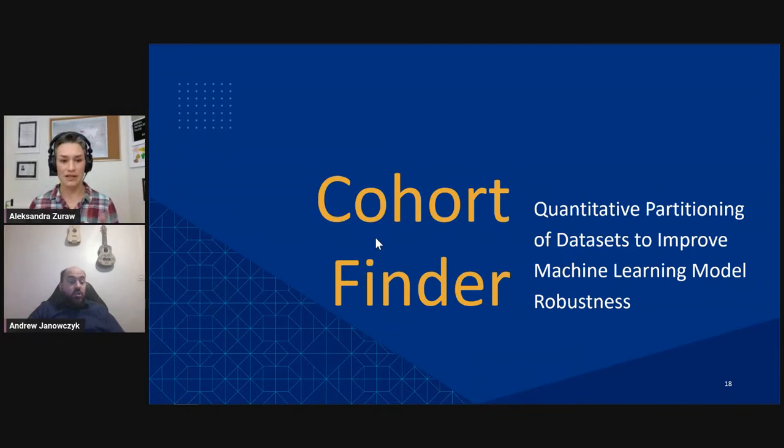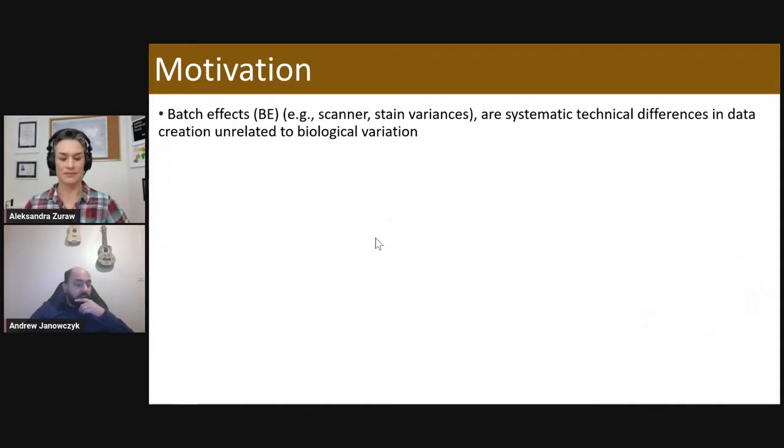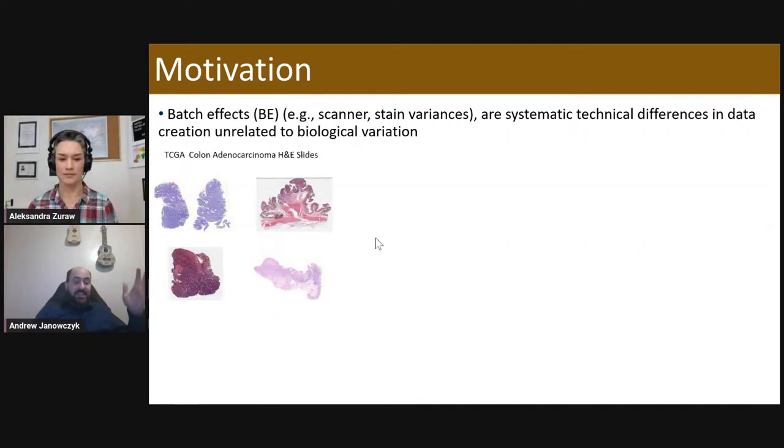Cohort Finder. Let's talk about Cohort Finder. So we discovered, well, first let's start with the definition here. Batch effects are systematic technical differences in data unrelated to biological variation. It's very difficult for me to explain that in a single sentence, so I have to read that. But we can now dive into this, right? So what are batch effects? It's essentially differences in things that shouldn't be different.